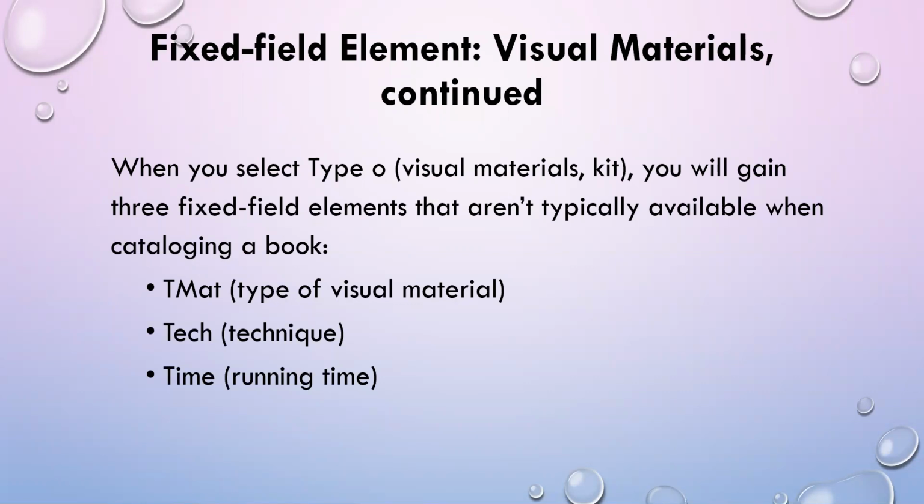You will see TMAT or type of visual material, which we just discussed. You will also see the appearance of tech or technique, which is the technique used to create motion for motion pictures and video recordings. This would be coded to indicate animation, live action, etc. if there is a video recording component within a kit. If there is not a video recording component within the kit, the field is coded as lowercase n for not applicable.